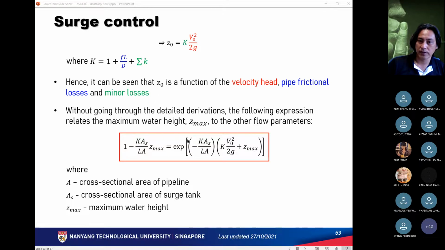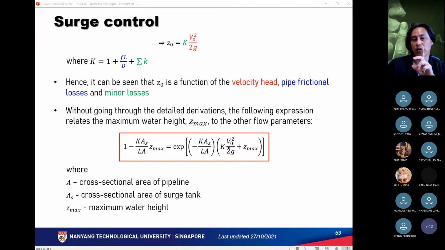All right, the first term here is actually the same as the coefficient here. I'm quite sure you guys can see, minus KAS divided by LA. The second term here, we have got K. Well, K is the same K as here. V naught squared, so this is the initial velocity.